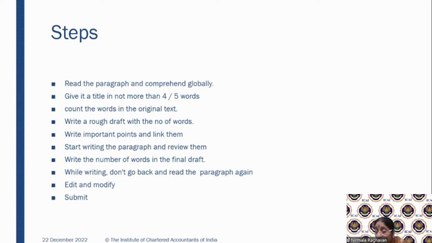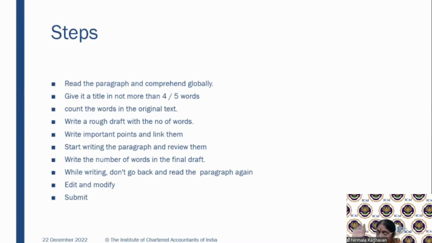So you'll have to write it only in one paragraph, not in bullets. Write the number of words in the final draft. Write the number of words in the rough draft also. Put a line across the rough draft so that the examiner does not evaluate your rough draft. While writing, don't go back and read the paragraph again because sometimes you'll feel something is more or something is less, and you'll keep editing it again and again and again.